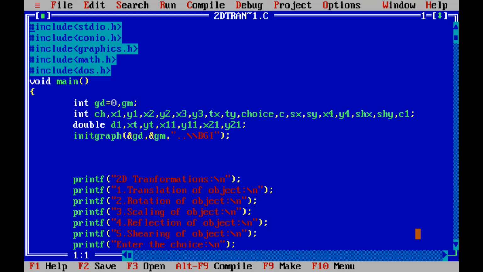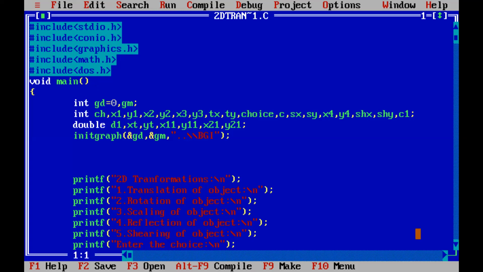For this translation, we have used a matrix where dx and dy, that is tx and ty, are the translation factor along the x-axis and the translation factor along the y-axis. They get added to our original coordinates x and y, and you get new parameters as the translated object. So translation is nothing but shifting of the object. Then we have seen the rotation.